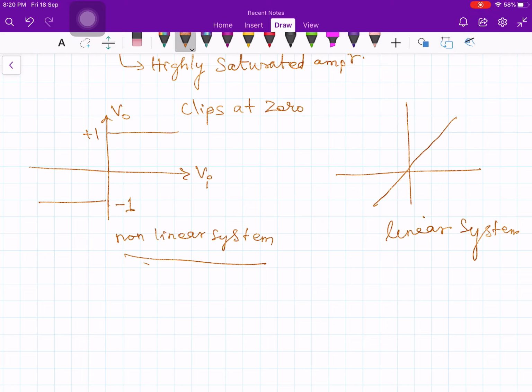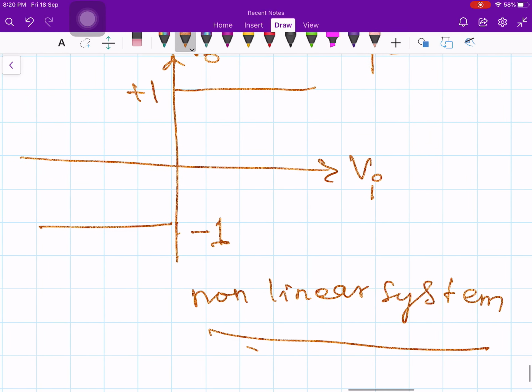So if the input is even slightly positive, let me enlarge, the output becomes a constant value, let's say plus 1 volt. If the input is even slightly negative, very slightly negative, at this point, then it becomes a negative voltage. So this is the definition of the hard limiter.